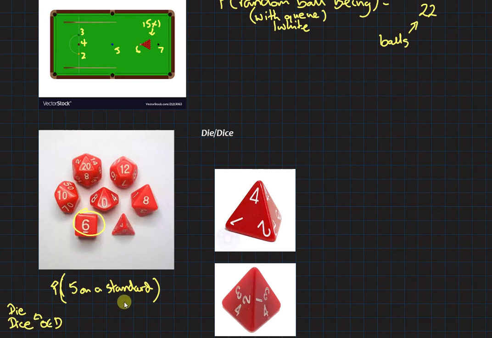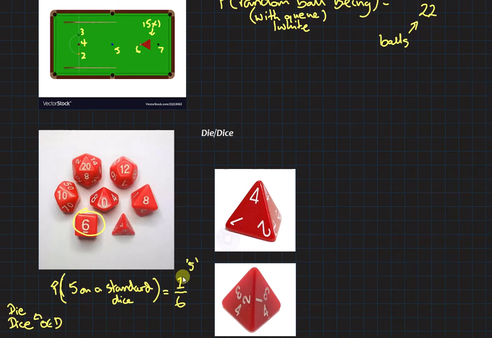So 5 on a standard dice, there are 6 faces, so the probability is 1 in 6, and only one of them has 5 on it. It doesn't matter what the value of that 5 is for the probability of it occurring. When we come up to the expected score on a dice, yes, the 5's needed.